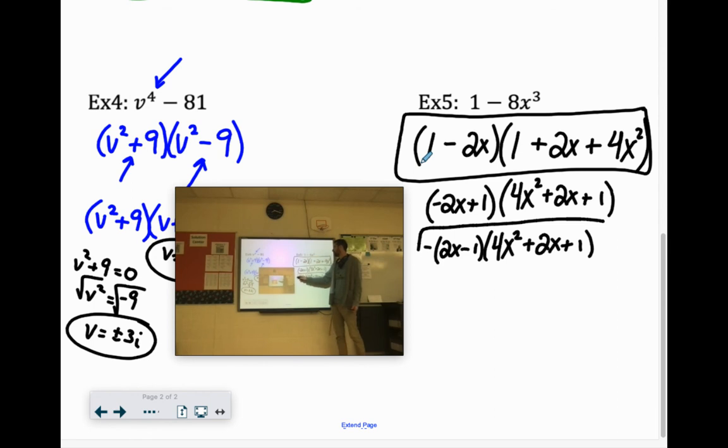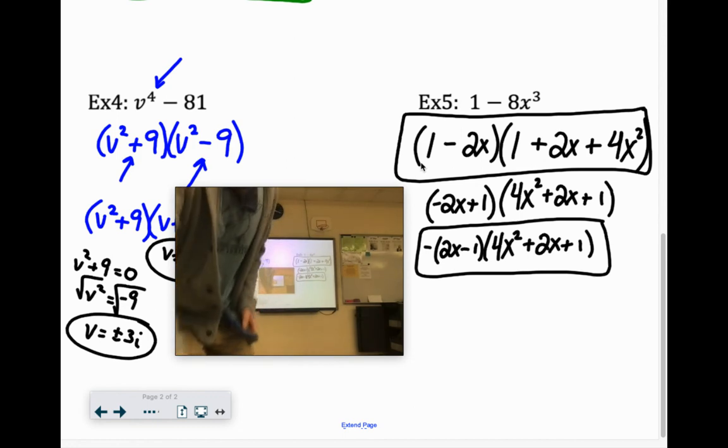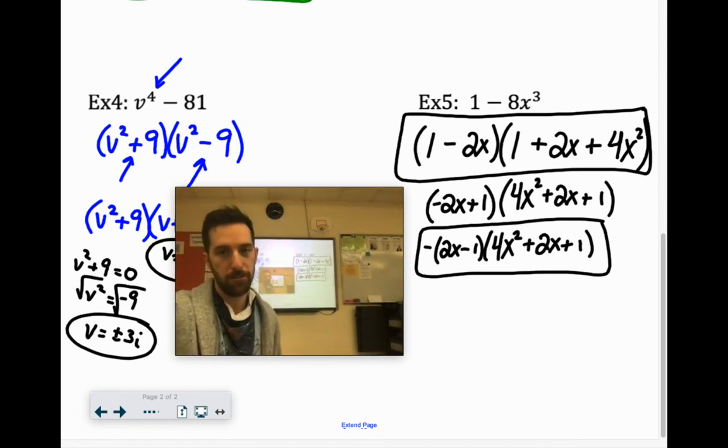So both of these answers are delightful. So choose your own adventure on that. I don't even have a preference. Usually I would say like, well, this is what I'd like to see. Either way is fine, okay? But make sure you can't factor anymore before you circle up your answer, okay?